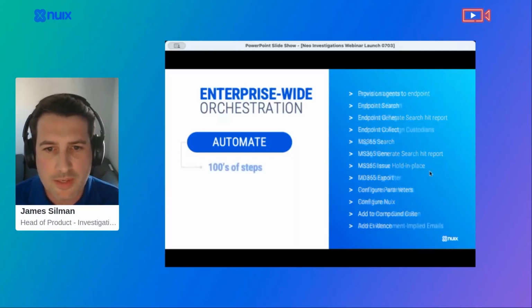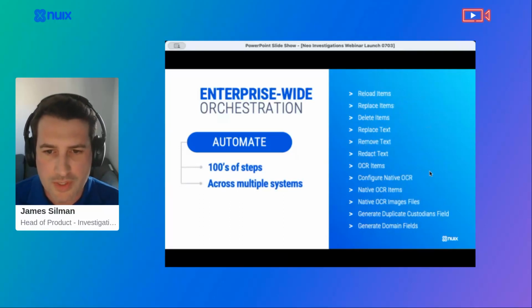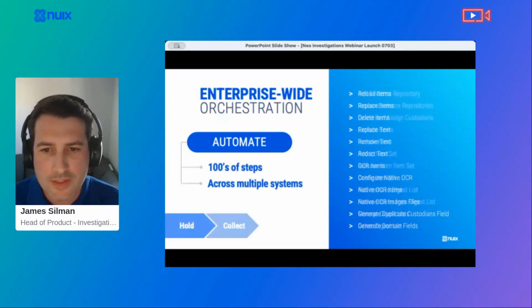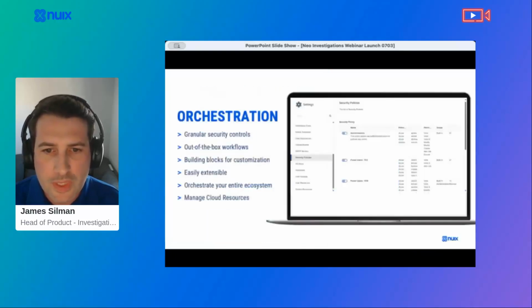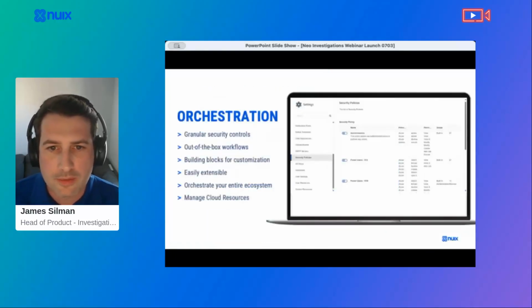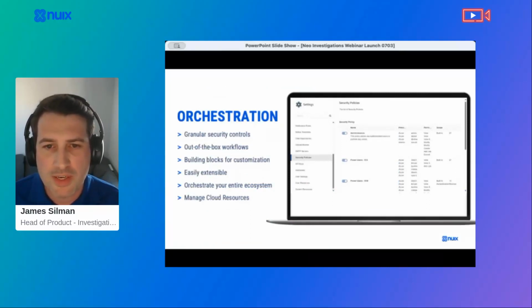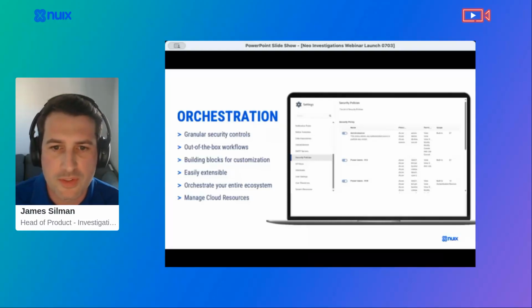Our enterprise automation allows you to automate hundreds of steps, but not just across Nuix, across your entire enterprise, allowing you to collect, process, and push data to review, all automated. Our enterprise automation comes with granular security controls that ensure consistency by preventing incorrect usage, predefined out-of-the-box workflows to reduce time to value, or customizable so you can fit it with your business needs.